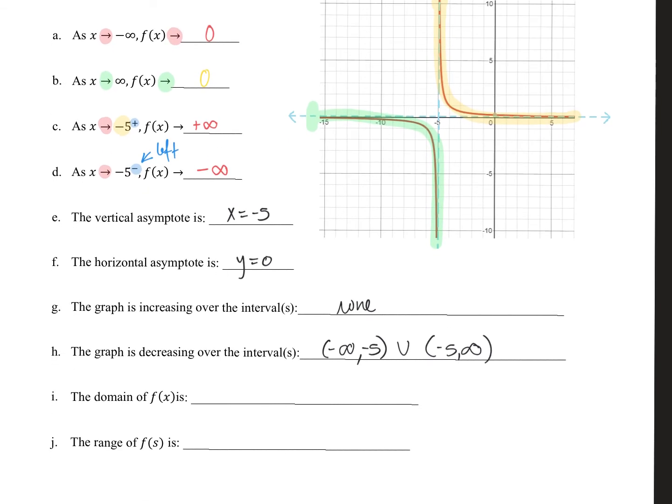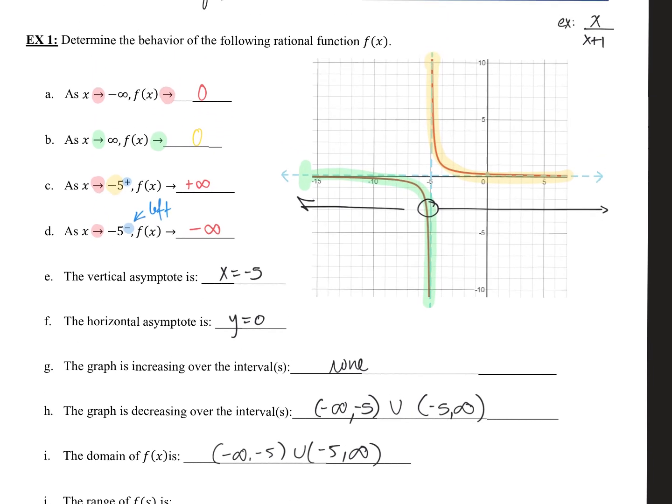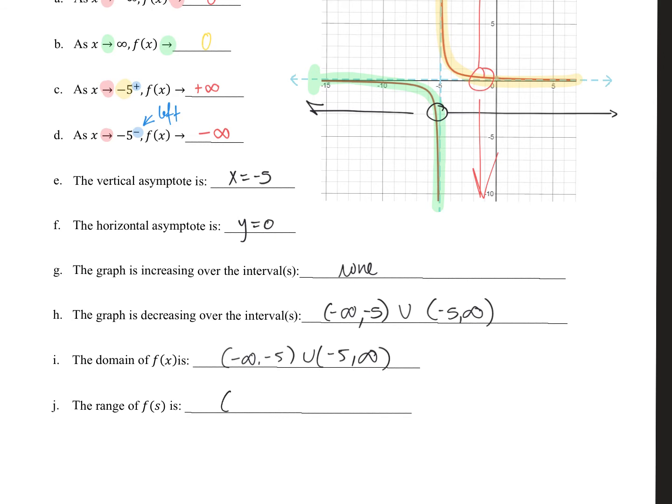Now, what is the domain of f of x? Remember, the domain is all the allowable x values, and we're able to use every single x value except for -5. That's the only one we can't use. So my domain is going to be -infinity to -5, union -5 to infinity. Now, what is my range? The range looks like it's every value except for 0. So every value except we take out 0. And there we go, we have our range.